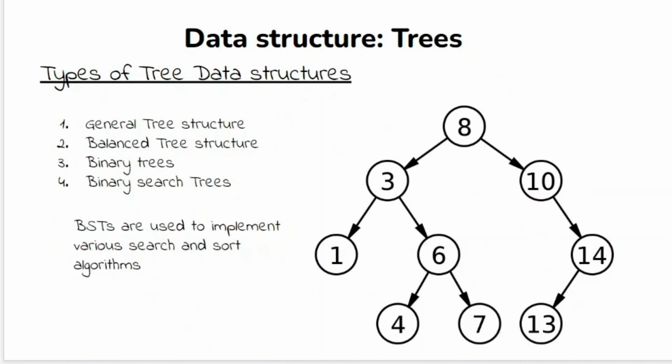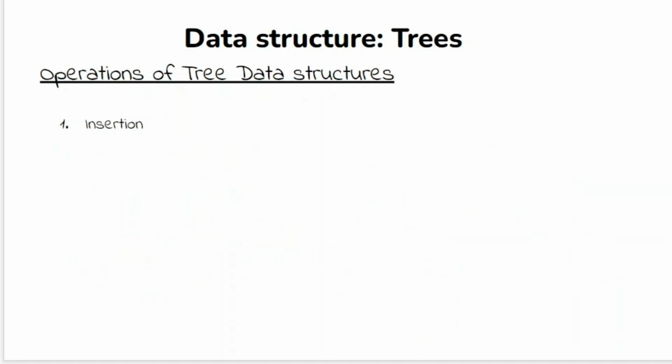And a binary search tree is really important in implementing search and sort algorithms, which we are going to discuss in depth. After this general information about trees, we'll be discussing binary trees and binary search trees in detail, including their code implementation. Operations of tree data structures.